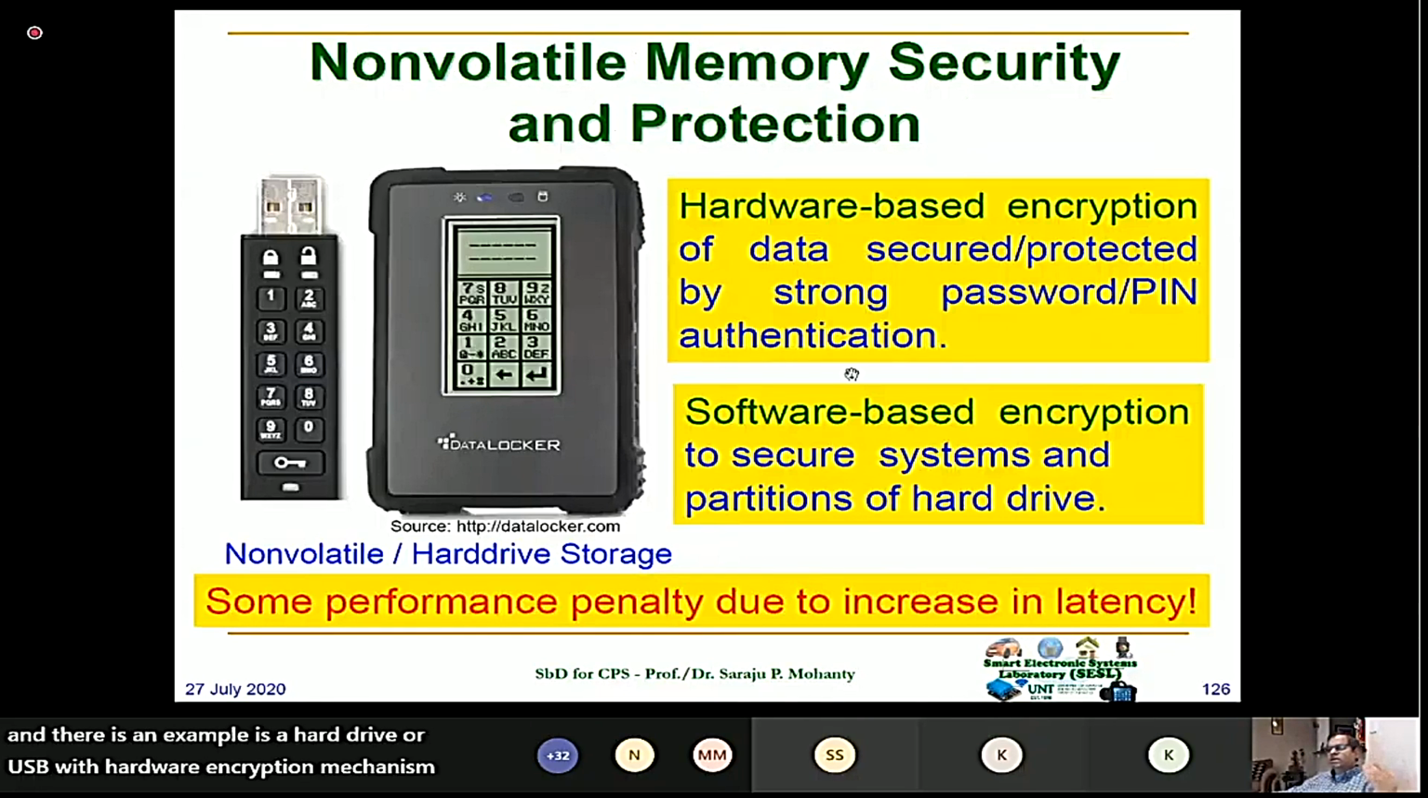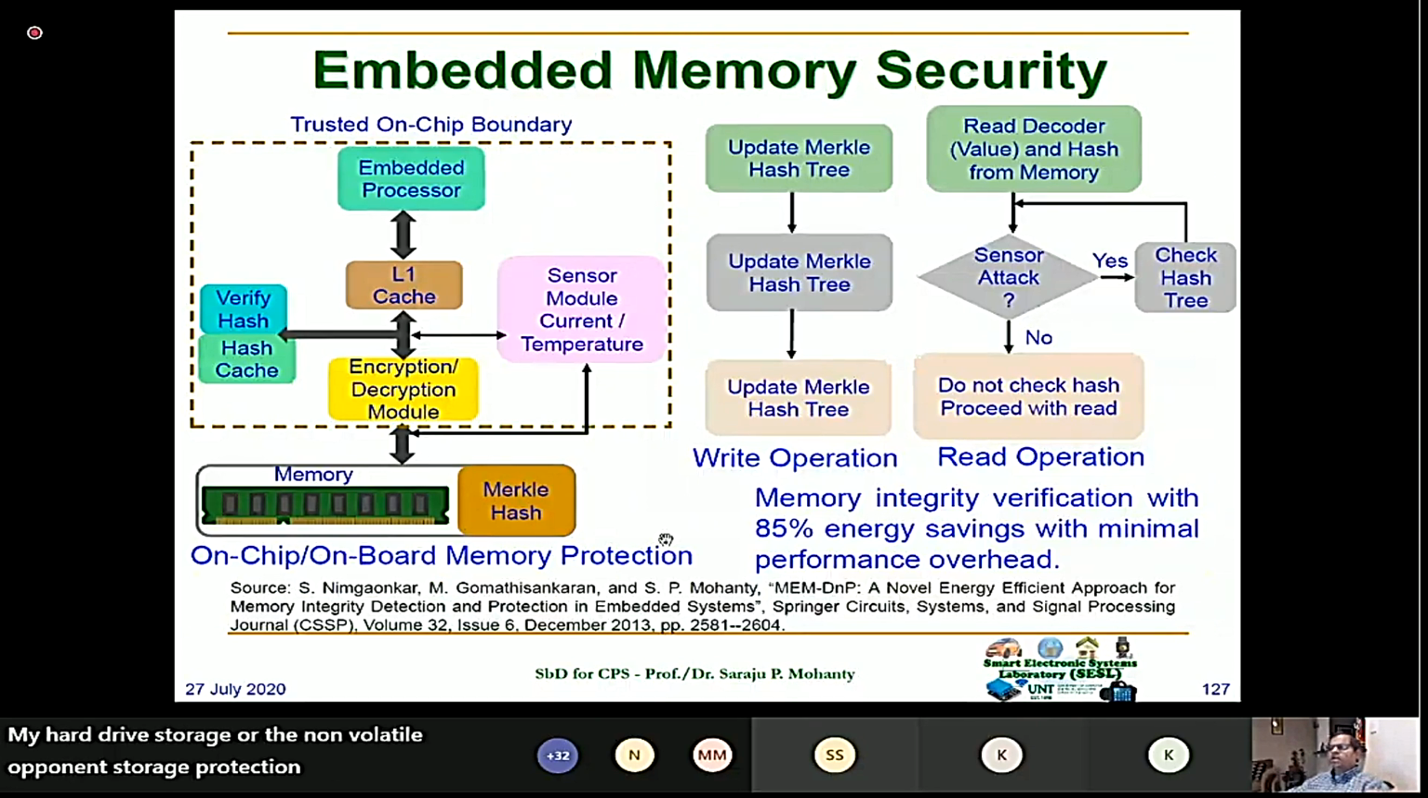And this is essentially our hard drive storage, or the non-volatile or permanent storage protection. But at the same time, in embedded systems, the memory, basically the SRAM, that means the cache, where the computation happens, needs to be protected as well. Otherwise, one can get information from there. So those can be done, and we have tried some algorithms.